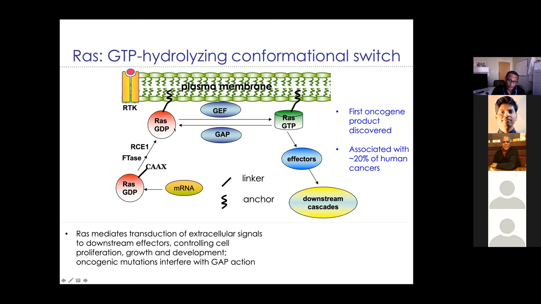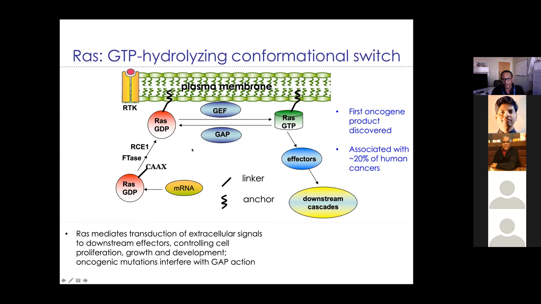Although we have worked on the rest of the protein for a long time, my focus today would be on this linker and anchor region. So upon translation, RAS gets processed by a variety of enzymes, farnesyl transferases, RAS converting enzyme, that process this CAAX motif and attach a farnesyl tail that allows RAS to target the plasma membrane, where it transduces signals from receptor tyrosine kinases to downstream effectors and all the way to the nucleus.